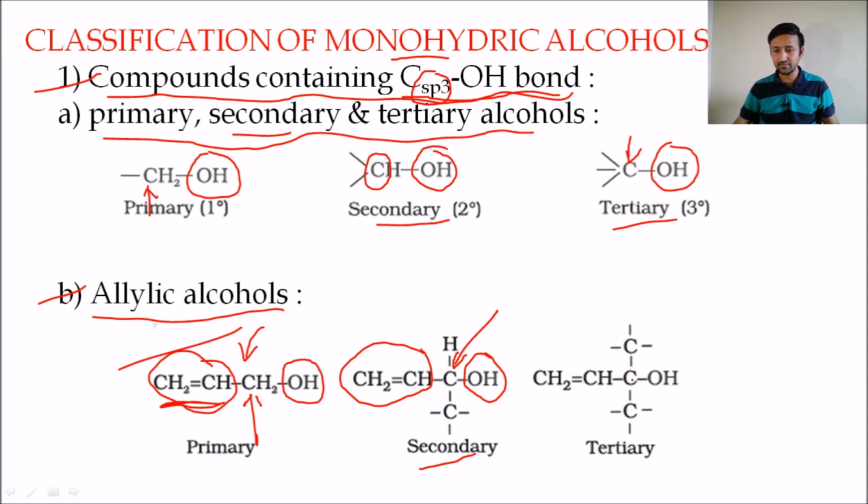Let us take the third example now. In this case, OH is attached to an sp3 carbon, right? This is an sp3 carbon which is next to the carbon-carbon double bond and further attached to a total of 3 carbon atoms. So it is said to be a tertiary allylic alcohol. So allylic alcohols can be divided into primary, secondary and tertiary allylic alcohols.